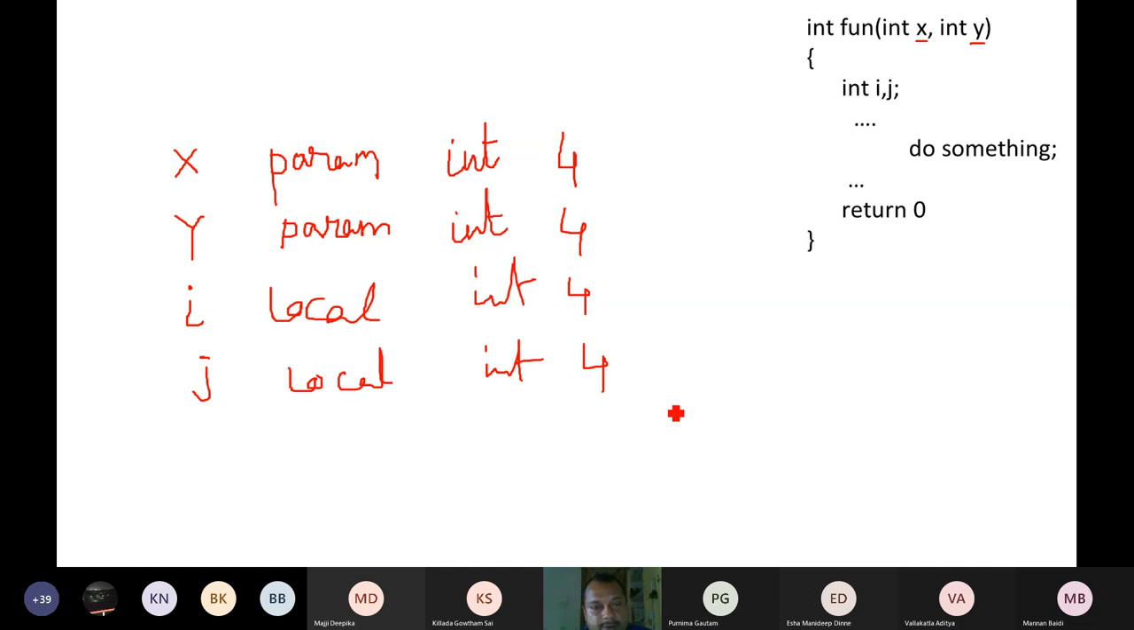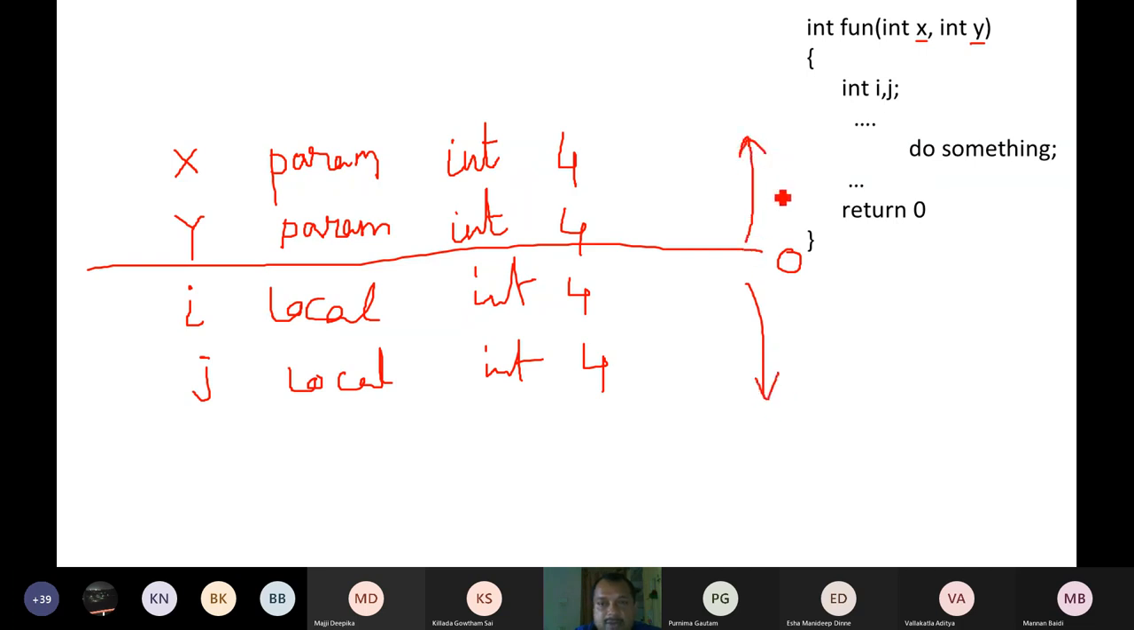Now at the compilation time, what will happen? At the compilation time, it will assume that this is your 0, and instead of storing the actual address, it will store the offset. So here if it is 0, then I am moving down from here, storing by moving down, and here I am storing by moving up. So that offset information will be here.